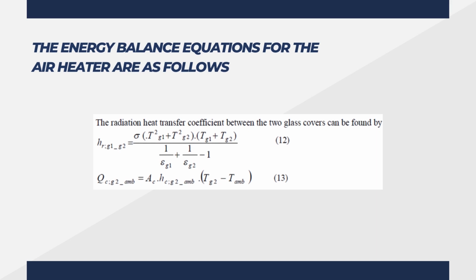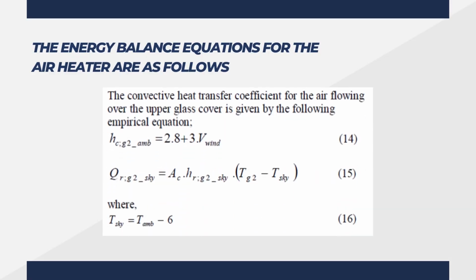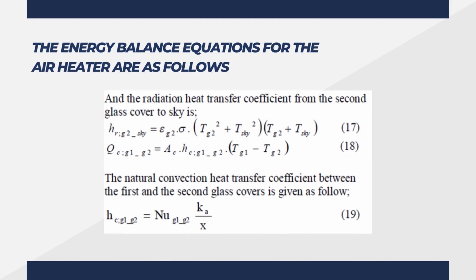The radiation heat transfer coefficient between the two glass covers can be found by the relation shown. The convective heat transfer coefficient for the air flowing over the upper glass cover can be given by the following empirical relation shown by equation number 14, then 15, then 16. And the radiation heat transfer coefficient from the second glass cover to the sky can be given by equation number 17. And then 18, the natural convection heat transfer coefficient between the first and the second glass cover is given by equation number 19.